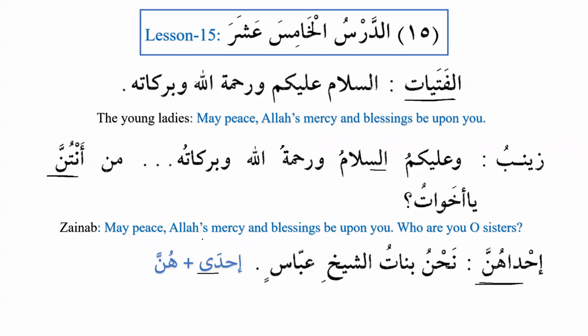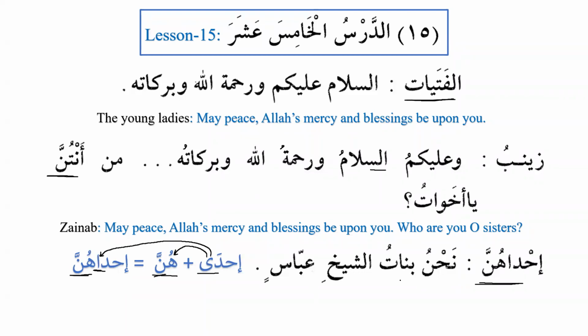So the rule we have learned in the previous lesson is that whenever we have alif maqsura and it is connected to the attached pronoun, then it changes into a regular alif. So it becomes ihdahunna. You can see the difference over here. It has changed from alif maqsura to regular alif. And that's the rule with the alif maqsura. Whenever it comes with the attached pronouns, as we can see here, then it changes into regular alif.